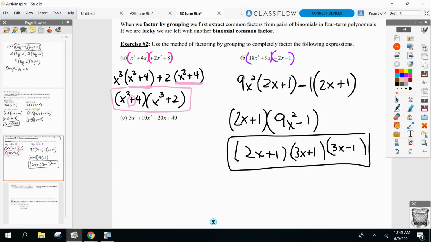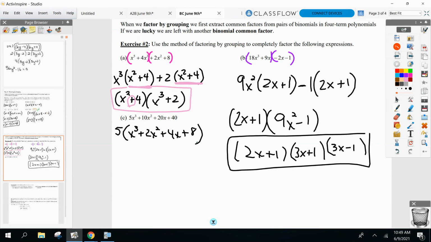I know everyone, I get it. Everyone's eyes light up when you see 4 terms. Let's group automatically. Look for a GCF. Take out the 5. X cubed plus 2x squared plus 4x plus 8. Gotta look for that GCF first. Now group. Now inside the parentheses you have 4 terms, no GCF. Okay, now you can group.